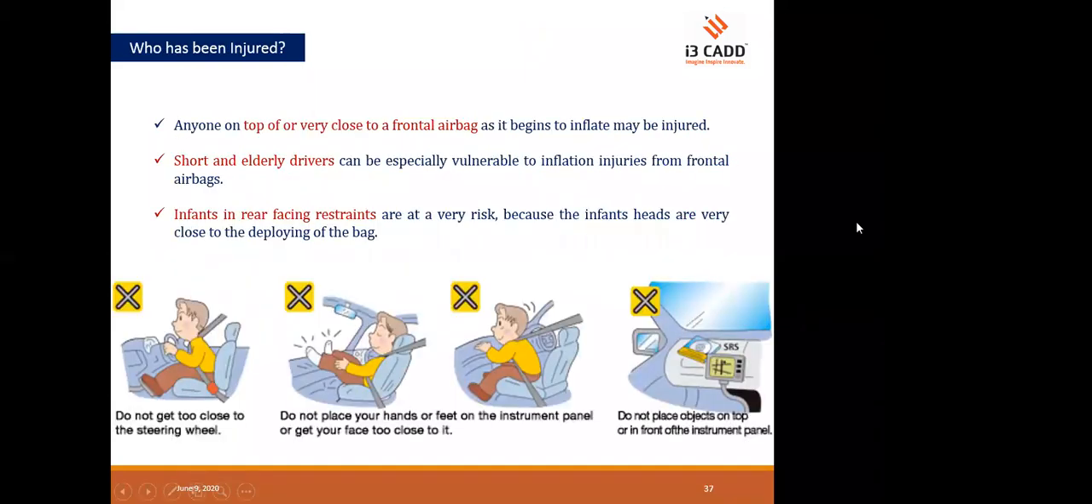So who has been injured? What are the common mistakes made by the occupants while they are traveling inside the vehicle? They are listed here. Anyone on top is very close to the steering wheel. So what is he doing here? He makes his chest or body very close to the center hub of the steering wheel. So what will happen?